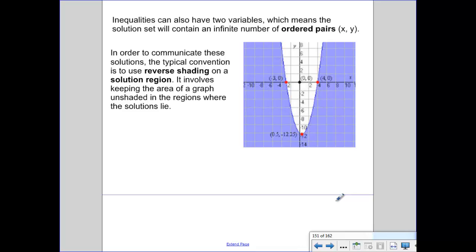Does that make sense? Okay, before we do that though, the last thing we have to do is, what if we don't just have x? What if we have x and y? Inequalities could have 2 variables. That means that your solution set could be ordered pairs.